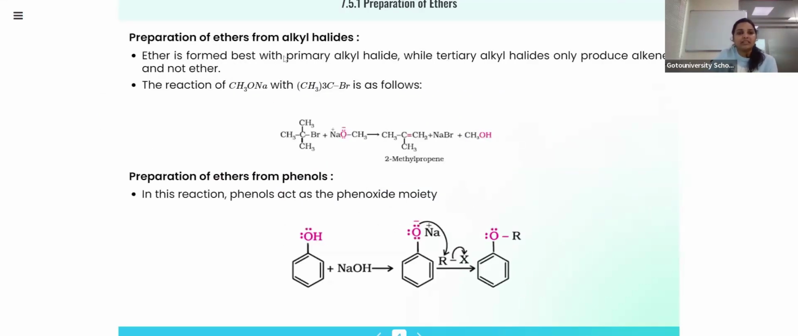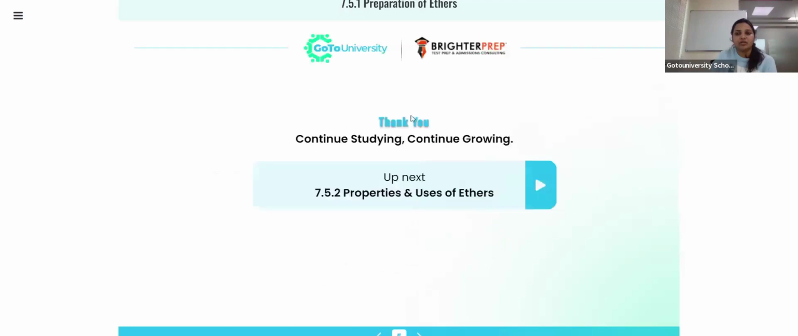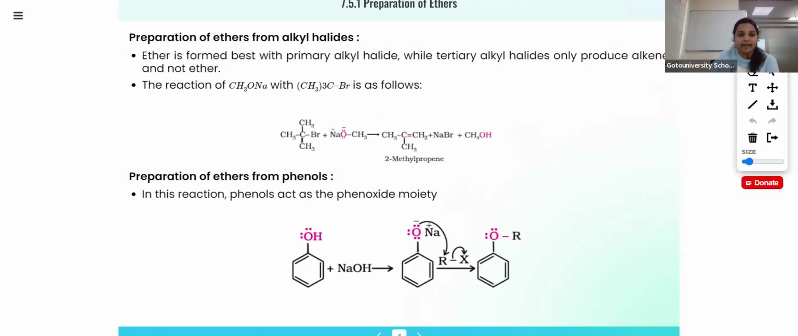Now, the preparation of ethers from alkyl halides. Now, we are going to prepare it from alkyl halide. The alkyl halide on reaction with, see here, CH3ONa, that is the sodium alkoxide, we are getting the corresponding compound. Now, the preparation from phenols: phenols can act as the phenoxide moiety. See, here the phenol on reaction with sodium hydroxide is producing the corresponding ethers.